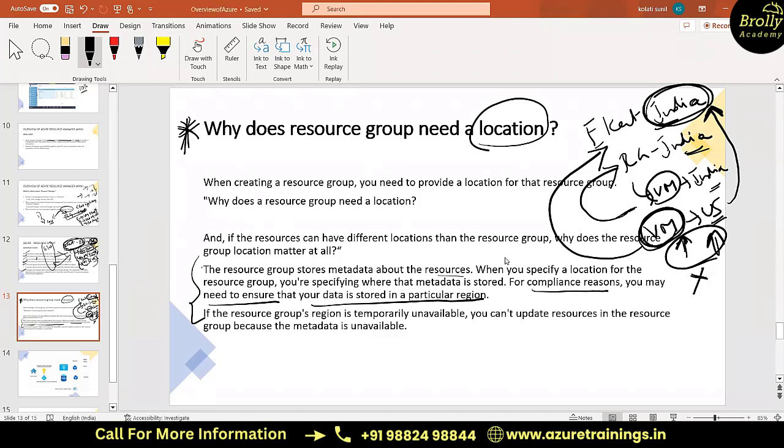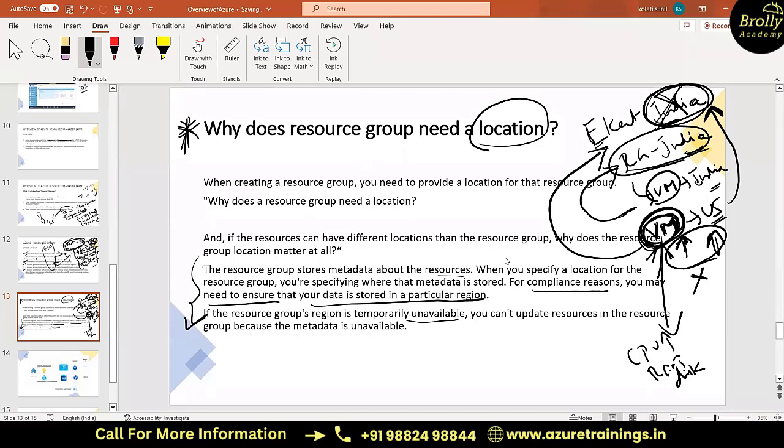And one more thing is, if the resource group is temporarily unavailable. Suppose my resource group ecart-rg is temporarily down, suppose there is some issue in India. Then we can't update anything in the VM that is in the US location, right? No issues, the VM will always run in the US location, but we can't make any changes. I can't increase the CPU, I can't increase the RAM, I can't change disks, because the metadata is stored in the resource group which is in India. So that's the point here.